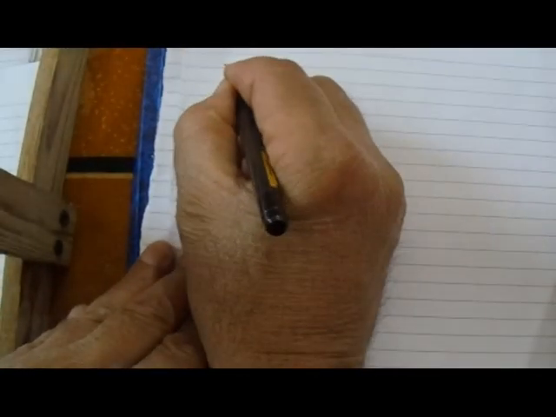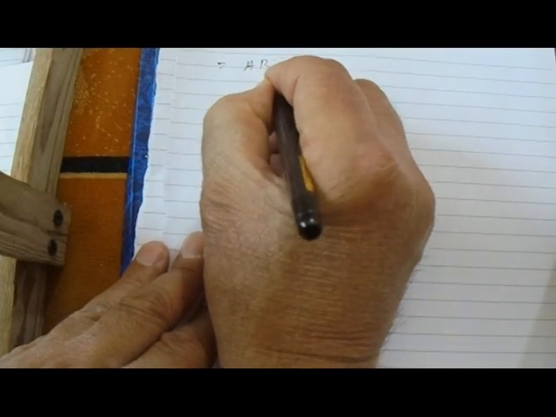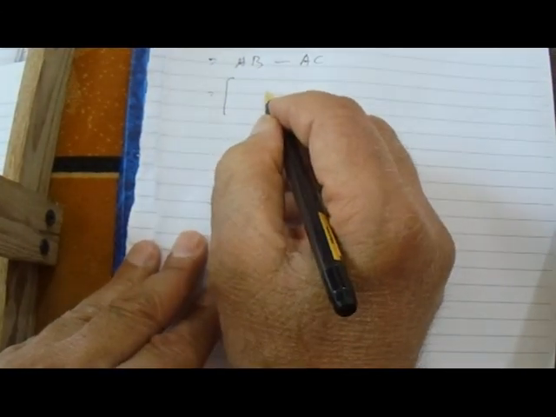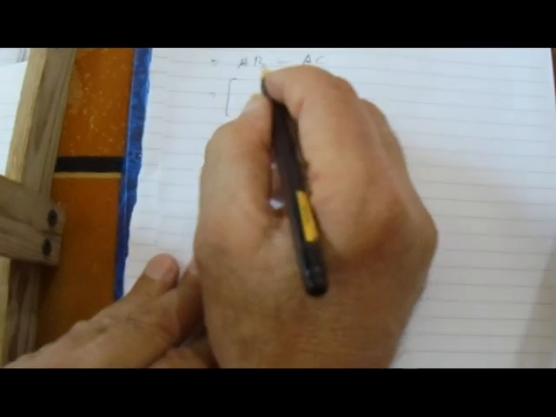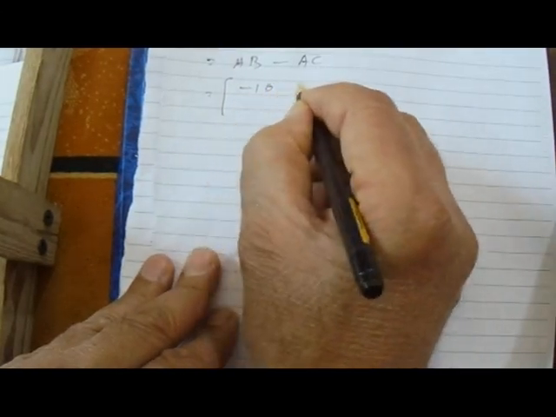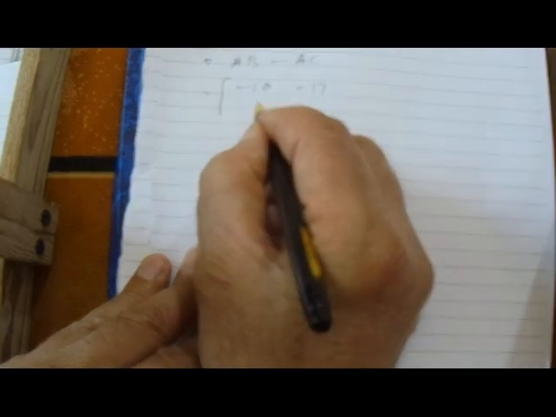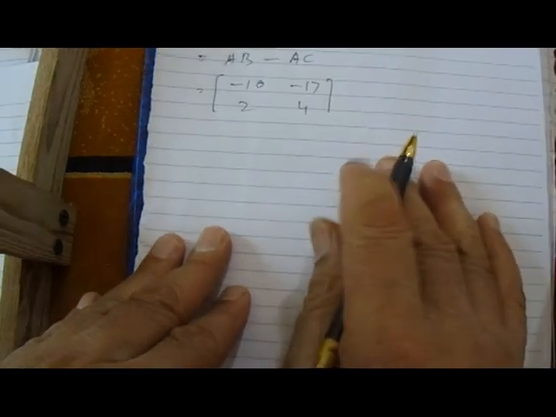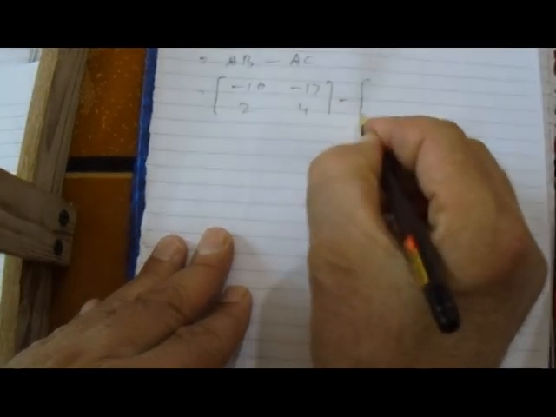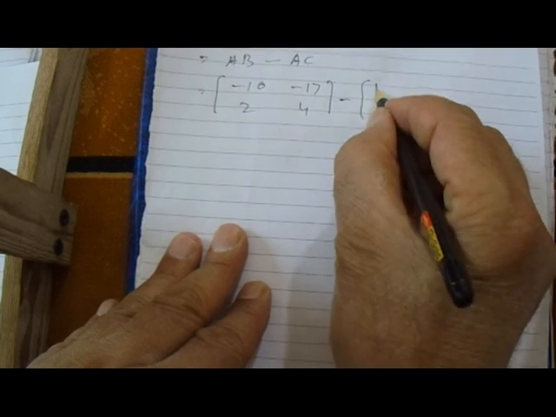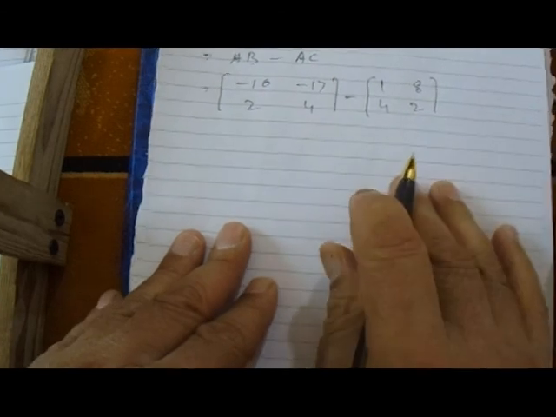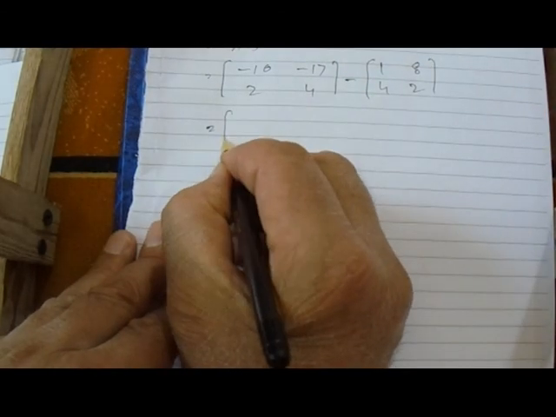We have written it in 1 on the right hand side. We write again here, we find AB. Again we write AB minus AC. Now we write the AB result. AB is equal to minus 10, minus 17, and 2 and 4. Now this is our result AB. Now we write minus AC. The AC is 1, 8 and 4, 2. Now we subtract this and get the result.